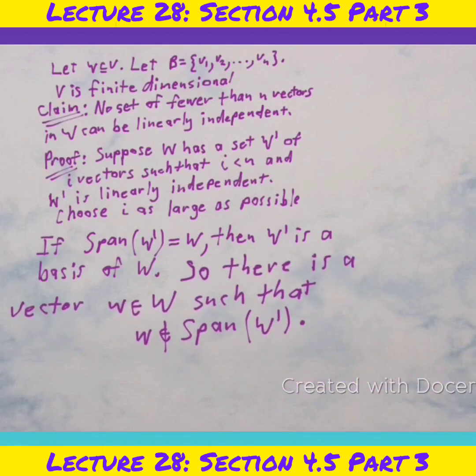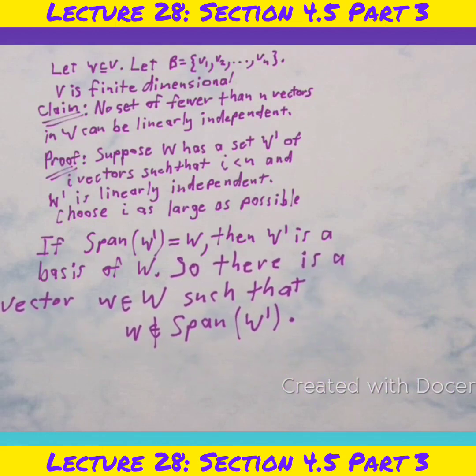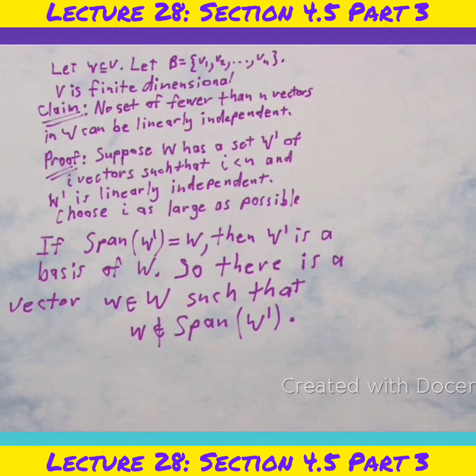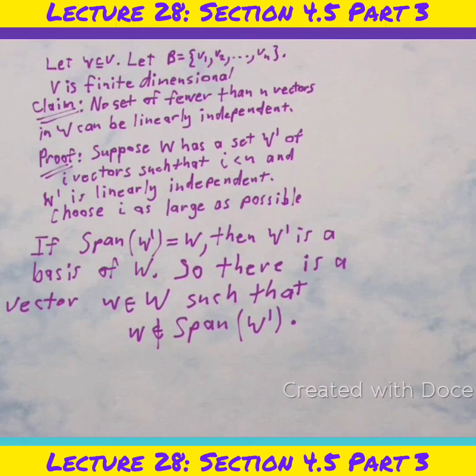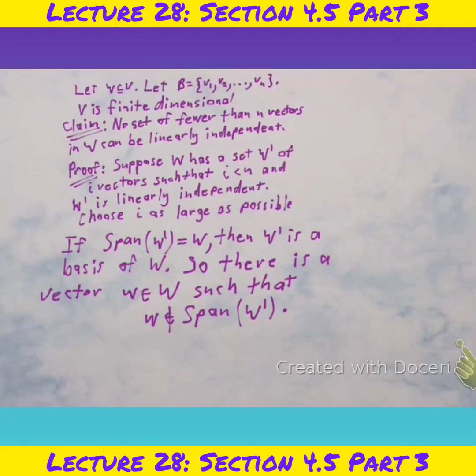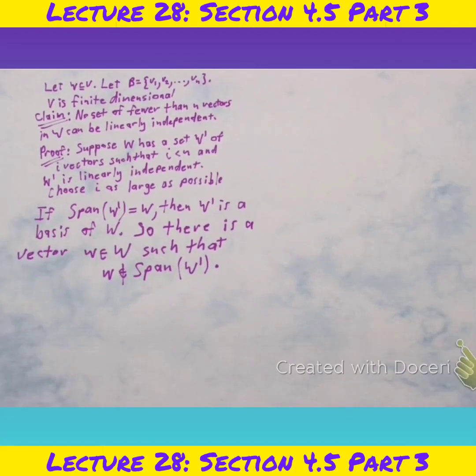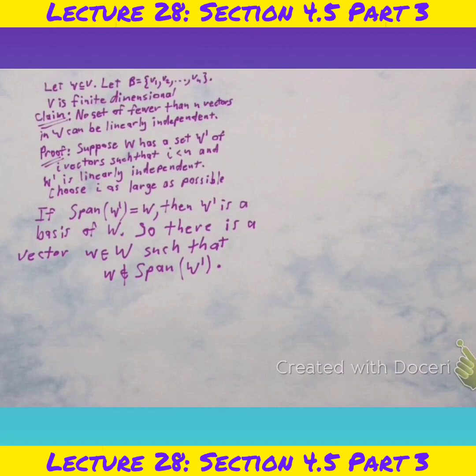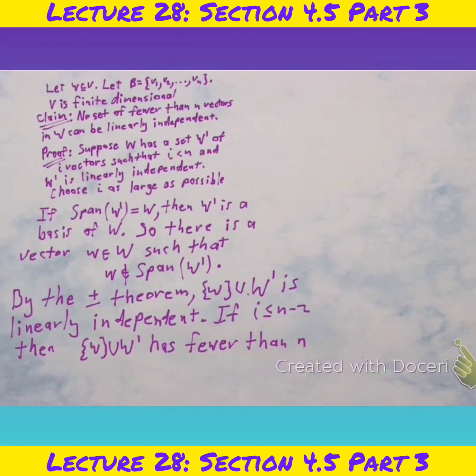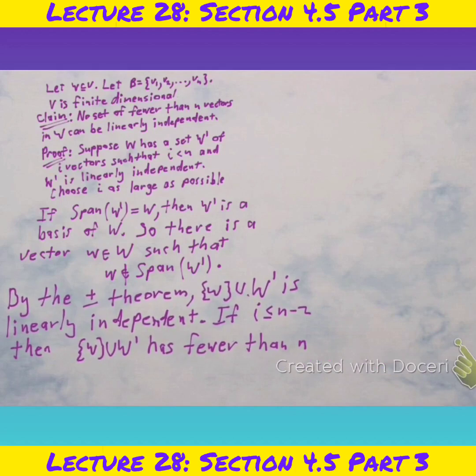Alright, so we know that because it doesn't span it, there must be a vector in W, call it w, such that w is not in the span of W prime. Okay, so what does that mean? Right, so by the plus-minus theorem, we can go and add w to W prime, and that is going to be a linearly independent set.